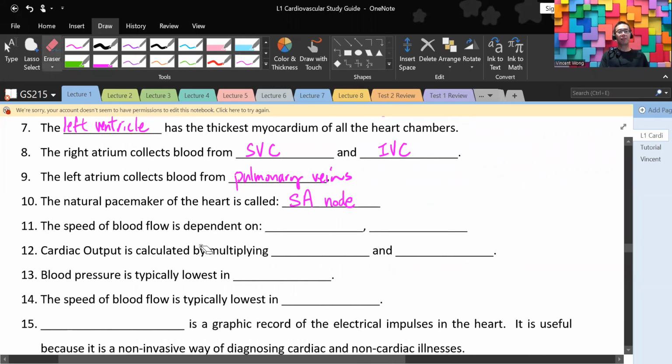The speed of blood flow is dependent on blood pressure. We just wrote it down a moment ago. And vessel diameter. Higher blood pressure, faster. Wider diameter, faster.